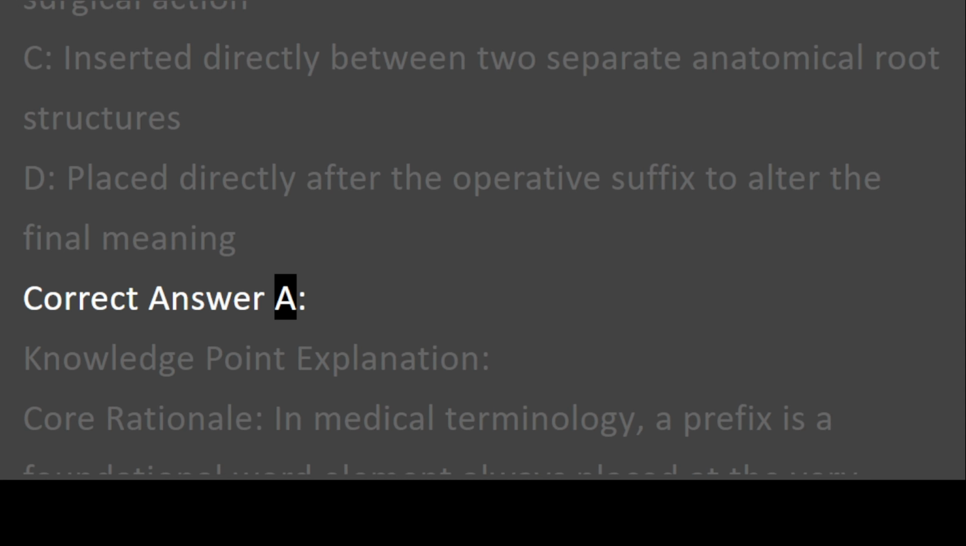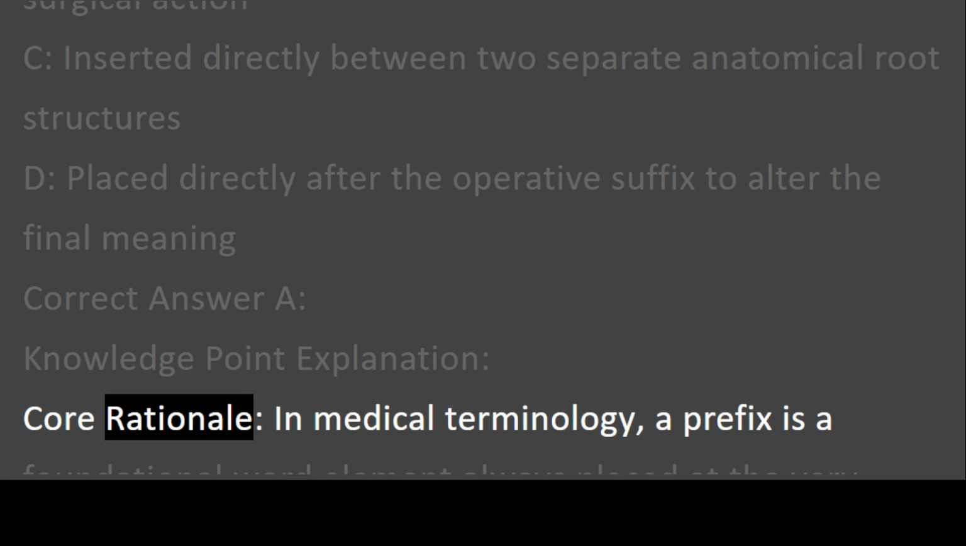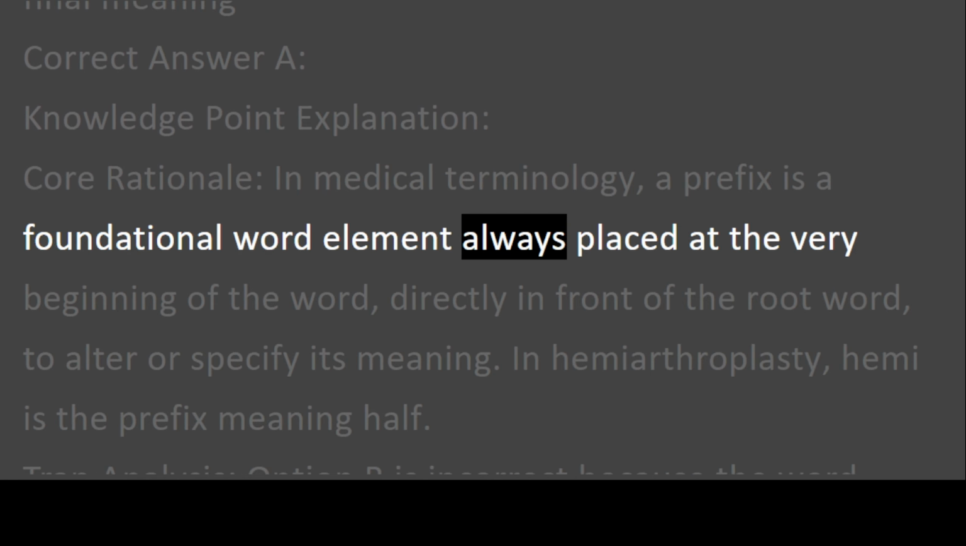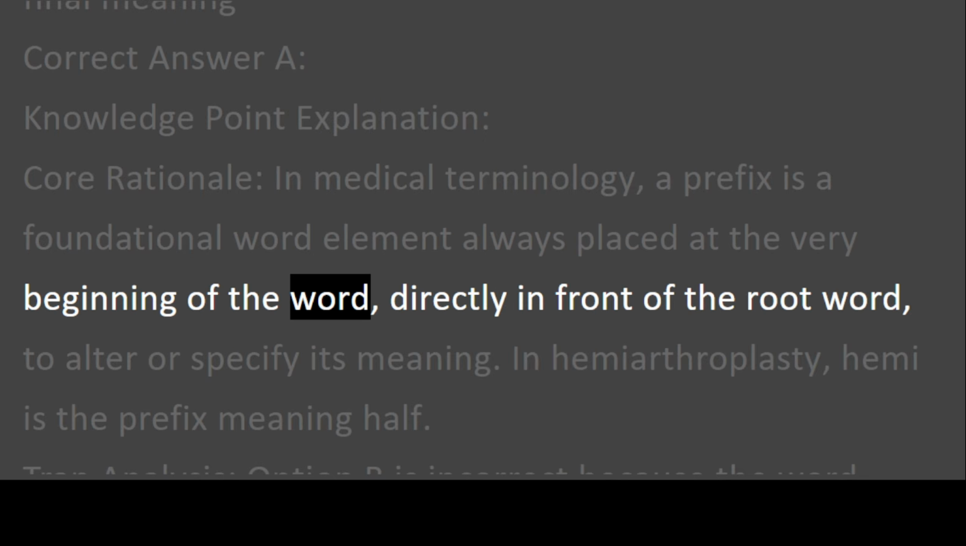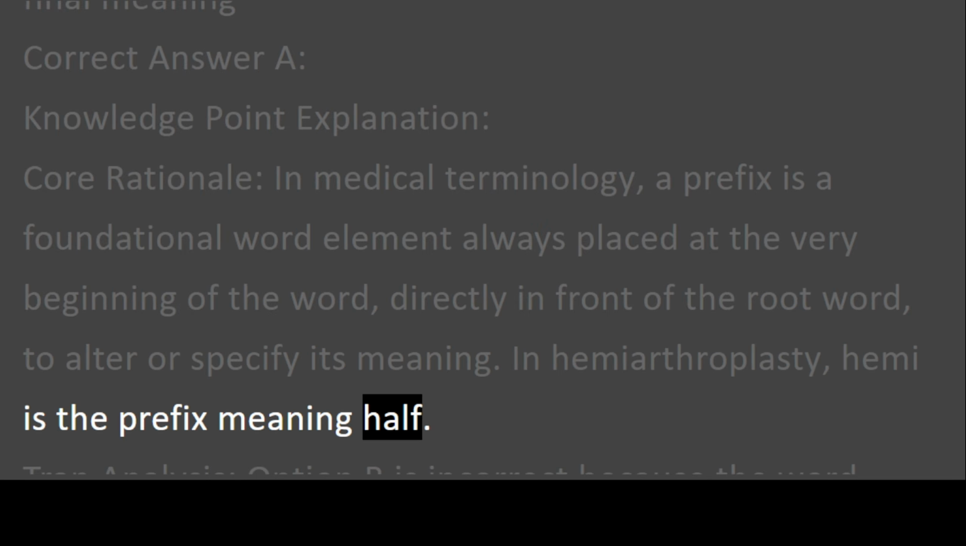Correct answer A. Knowledge point explanation. Core rationale. In medical terminology, a prefix is a foundational word element always placed at the very beginning of the word, directly in front of the root word, to alter or specify its meaning. In hemiarthroplasty, hemi is the prefix meaning half.